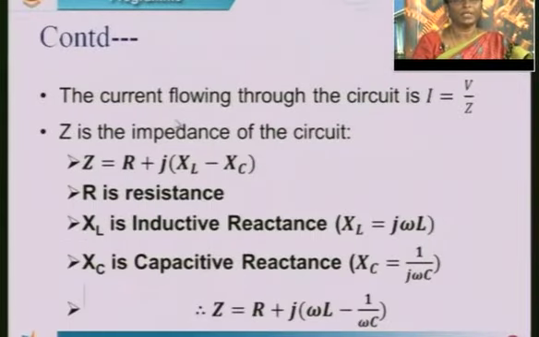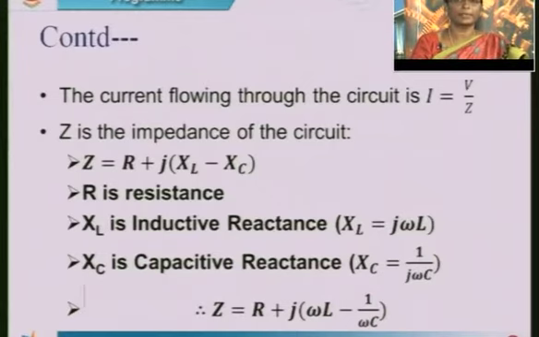Now, we can discuss the equation for the total impedance. Once the network is connected, the current flowing through the circuit is V by Z, where Z is the impedance of the circuit. We can represent Z, the total impedance, as R plus j into (XL minus XC), where R is the resistance of the circuit or resistance of the inductor, and XL is the inductive reactance. We represent XL as j omega L, where omega is 2 pi f.